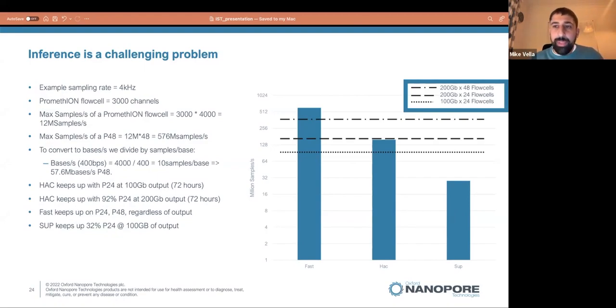We typically sample each channel, each pore, at 4,000 samples per second, 4 kilohertz. And that means that for one of our larger devices, like the PromethION 48 sequencer, which is the largest sequencer we make, that produces 576 million samples per second. Each sample has 2 bytes of data. So that's around 1 gigabyte a second of data, which we need to process using deep learning.